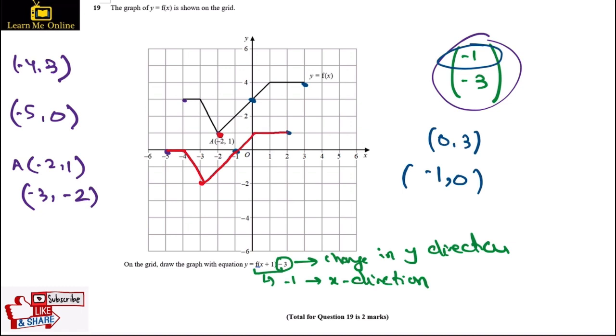So it's exactly the same shape, but it's shifted towards the left hand side by 1 and then down by 3. So shifted left by 1 and then down by 3. So this is the transformation, and it's just simply for 2 marks then.